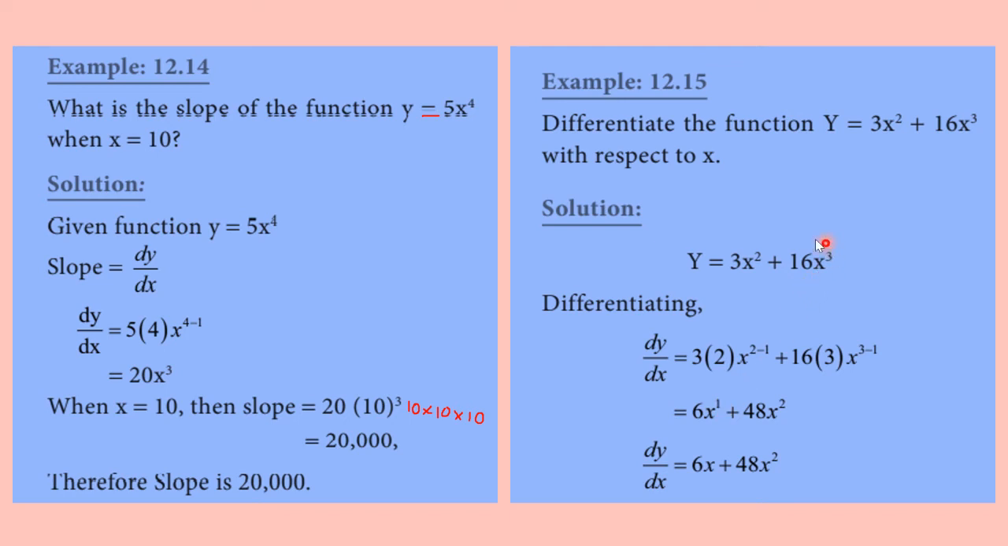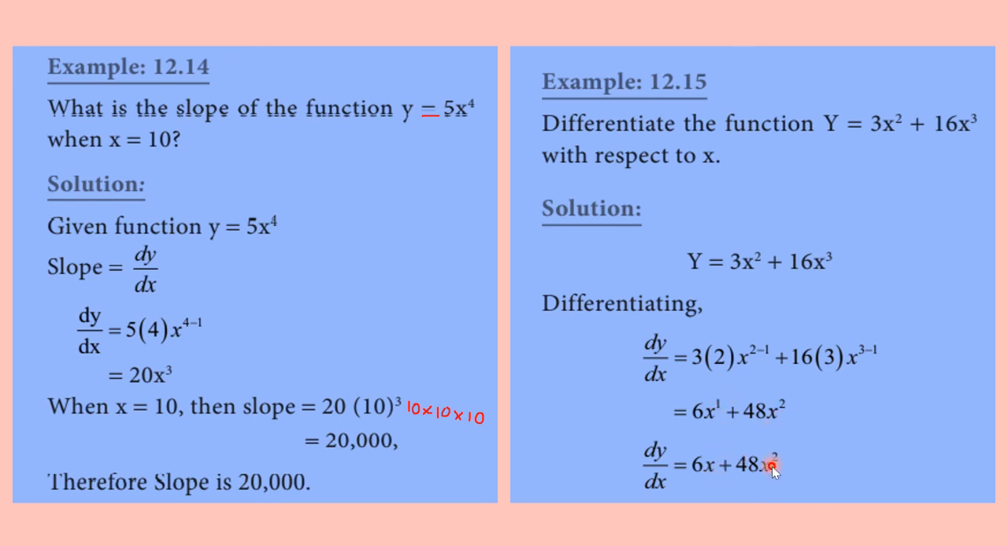Again here, bring the power to the front. 3 into 16 will give you 48. Tables: 16 ones are 16, 16 twos are 32, 16 threes are 48. X cube means x power 3 minus 1 will give you x square. So the answer is dy by dx, or differentiating y with respect to x, is equal to 6x power 1 plus 48x square. As I already said, instead of x power 1, you can simply write it as x. Only if the power is 1, you can write it like this.